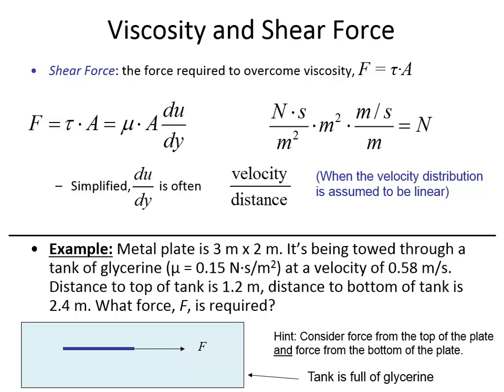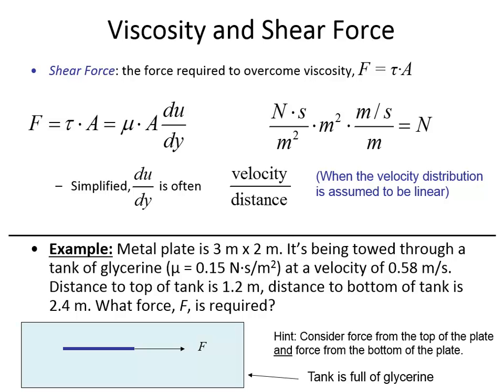So this is how much we'd have to pull on the plate in order to achieve a velocity of 0.58 meters per second. If you pulled on it harder, then it's just going to reach an equilibrium with a higher velocity. So think about the type of quiz questions that I could ask you that make use of this formula.